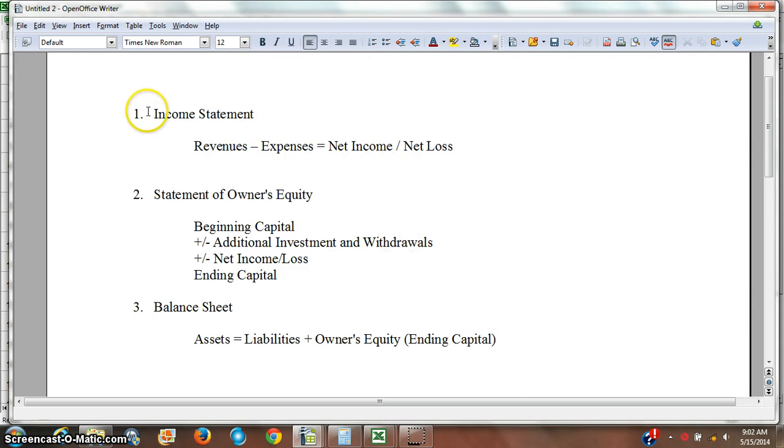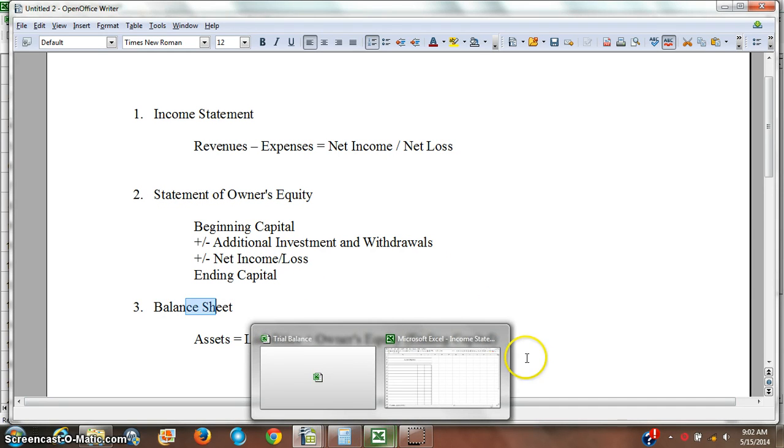And you'll notice that the order of these statements is important, because I begin with net income and net loss, and then I take this value and I put it on the statement of owner's equity. I'm moving it from here to here. So I can't really make a statement of owner's equity unless first I've made an income statement for the month. And the same thing happens with the balance sheet. I take the ending capital from the statement of owner's equity and I move it on down to the balance sheet. So again, I can't make a balance sheet unless I have a statement of owner's equity already created. So there's an overview of the process.